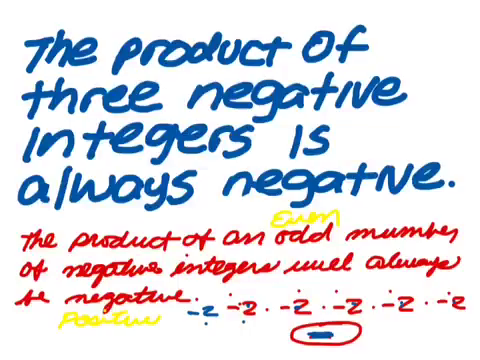A negative times a negative is a positive. A positive times a negative is a negative. A negative times a negative is a positive. A positive times a negative is a negative, and a negative times a negative is a positive. So the rule works. The product of an even number of negative integers will always result in a positive number, and the product of an odd number of negative integers will always result in a negative number.